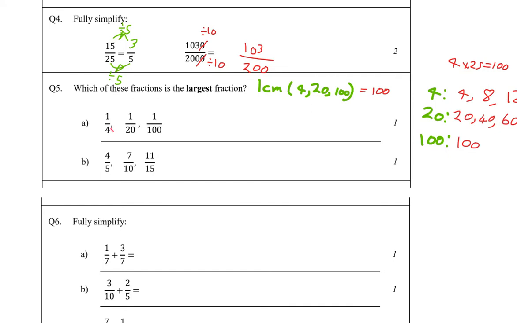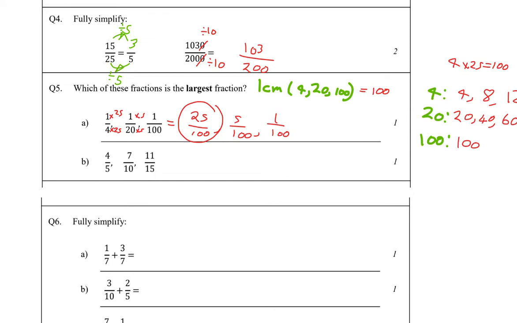So we need to multiply the denominator by a number to get 100. So this is 25. This is 5. We now get 25 over 100, 5 over 100, and 1 over 100. Obviously, this is the largest fraction.